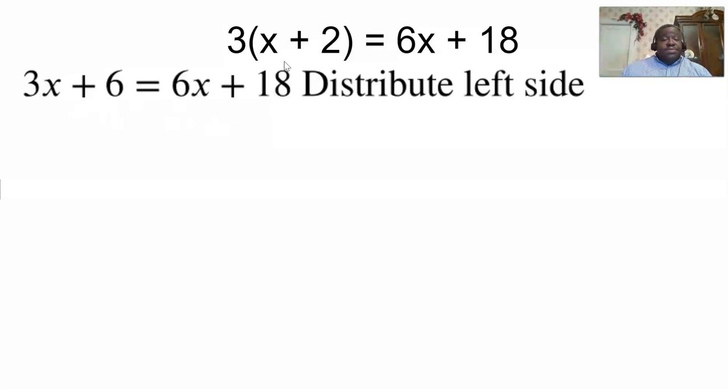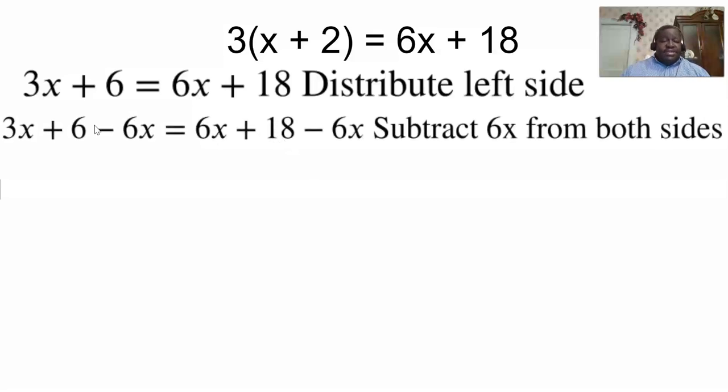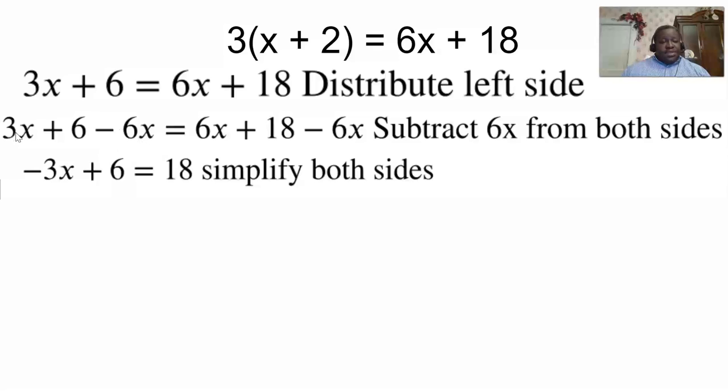Next, we're going to follow a similar process to the previous problem. We're going to move this 6x, even though it is larger than the 3x, and we do have the option to move the 3x over to the right. Just for consistency's sake, we're going to subtract 6x from both sides of the equation. When we simplify, 3x - 6x is -3x, plus 6, equal to positive 18.